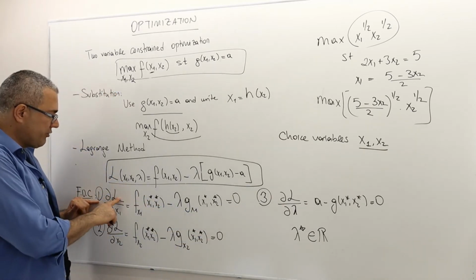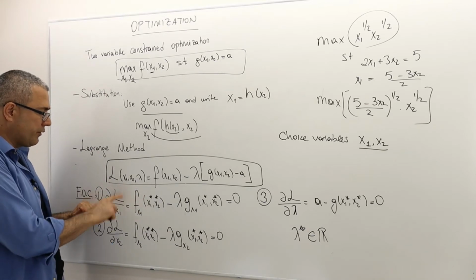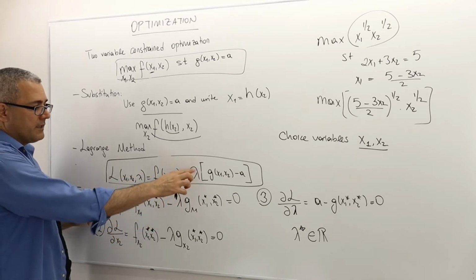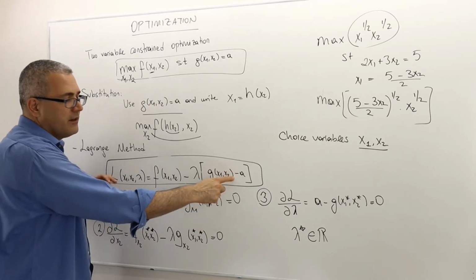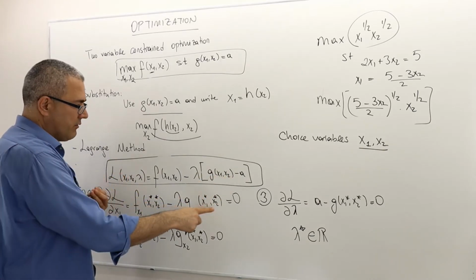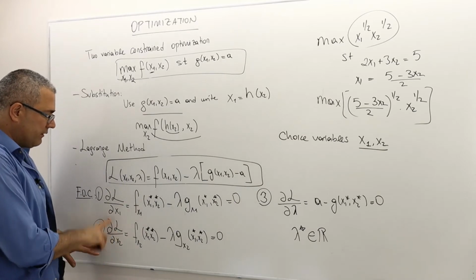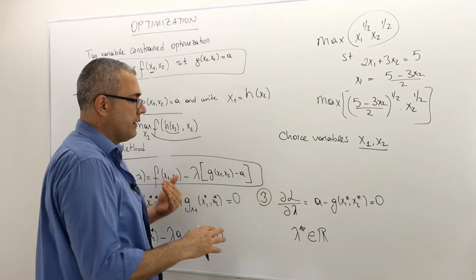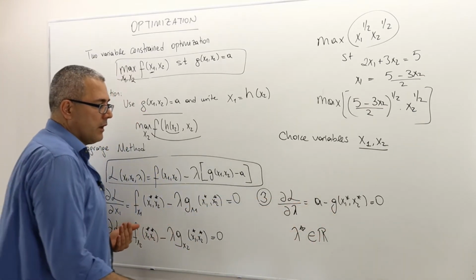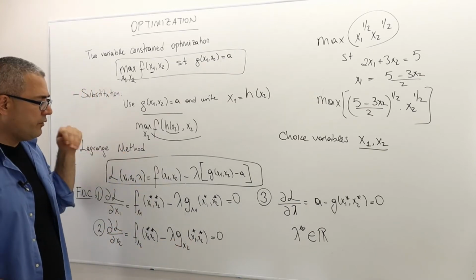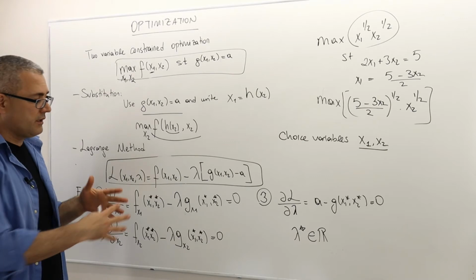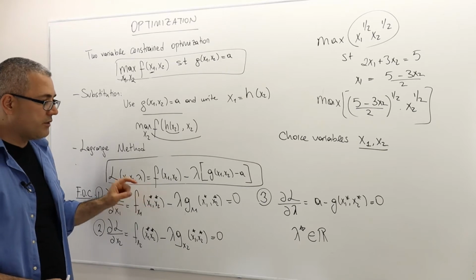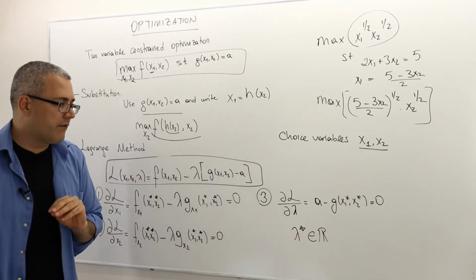The partial derivative of the Lagrangian function with respect to the first variable x1 is the partial derivative of f minus lambda times the partial derivative of g. The derivative of A is just 0. This has to be equal to 0. The partial derivative of the Lagrangian with respect to x2 has to be 0, and the partial derivative with respect to lambda has to be 0. So if I have 2 variables, I have 3 equality constraints. That is going to give me x1 star, x2 star, and lambda star as the critical values.